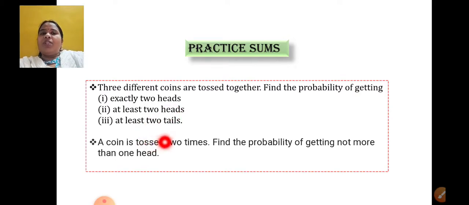Next question is, a coin is tossed 2 times. So this is a sample space for two coins tossed together. Okay, find the probability of getting not more than one head. So this is also done. I hope you will be able to do it. Try both the sums on your own.